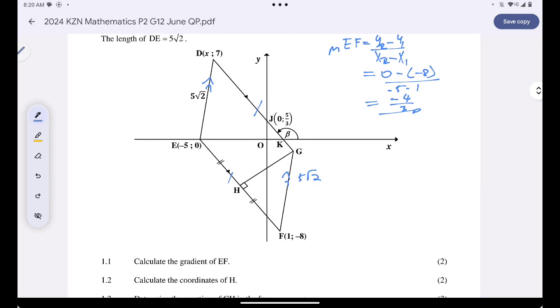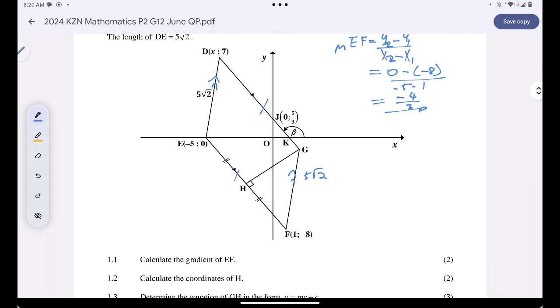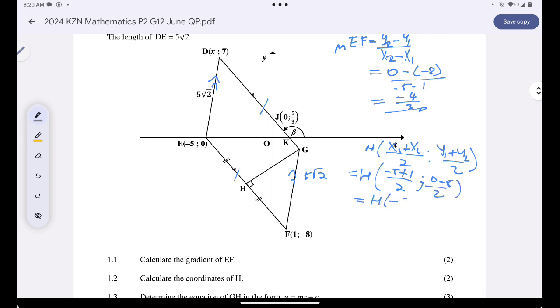H is the midpoint of EF. So how do I find a midpoint? I'll say x1 plus x2 over 2, y1 plus y2 over 2, right? Simply means that H will be negative 5 plus 1 over 2, and then 0 minus 8 over 2. Then H is negative 2 and negative 4. The gradient here we got is negative 4 over 3.